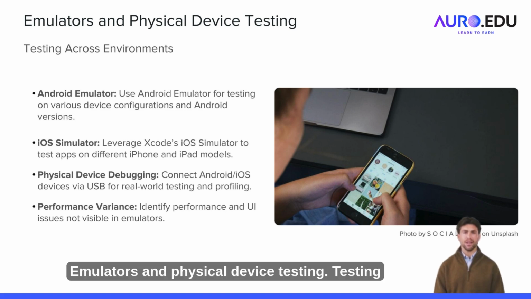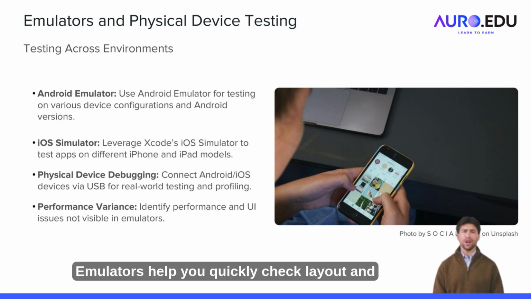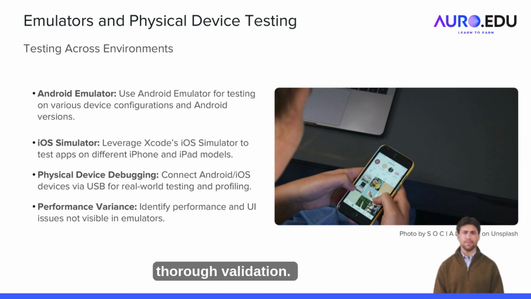Emulators and physical device testing. Testing across both emulators and real devices is key. Emulators help you quickly check layout and logic under different resolutions. But real devices reveal true performance, especially when it comes to sensors, battery use, and camera functions. Both are essential for thorough validation.